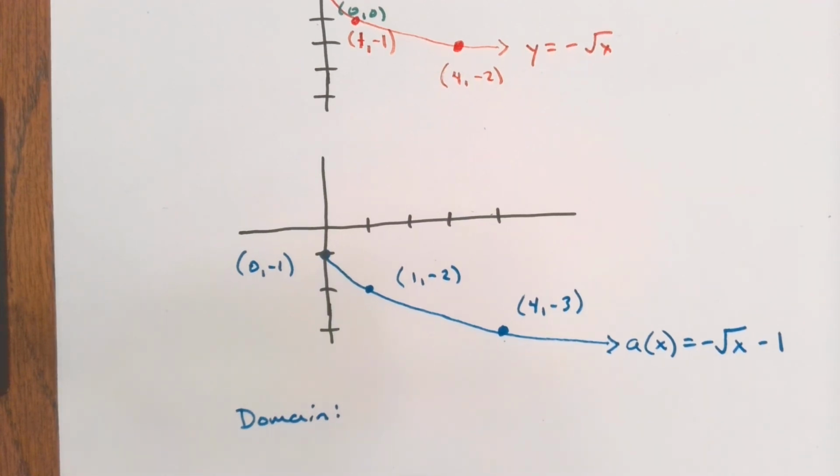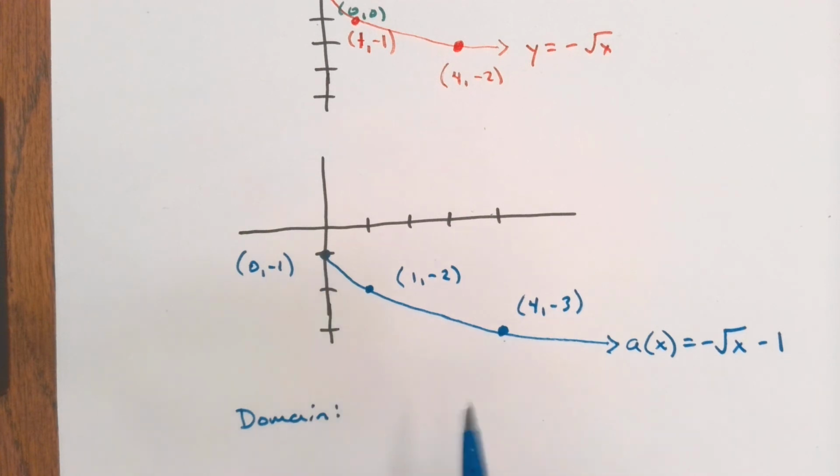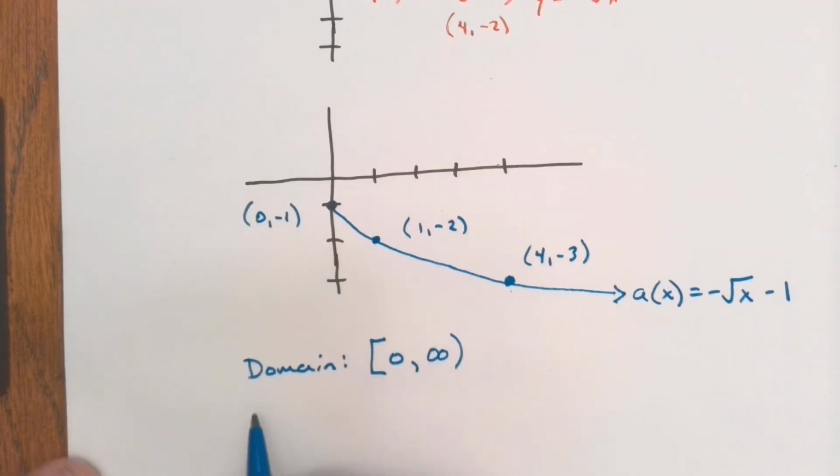The domain is how far to the left and how far to the right our graph goes. Our graph goes over to the left here. This is the leftmost point, and the x-coordinate there is 0. And this graph goes forever to the right. So the domain is going to be from 0, including 0, to infinity.